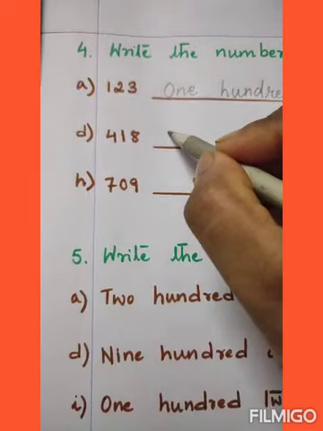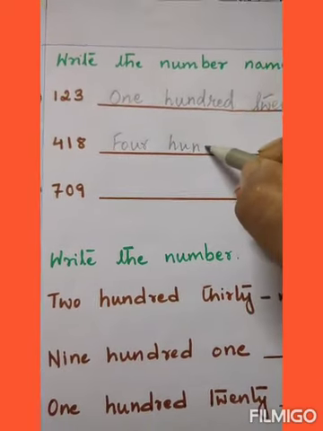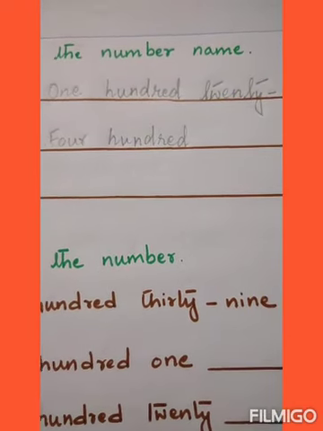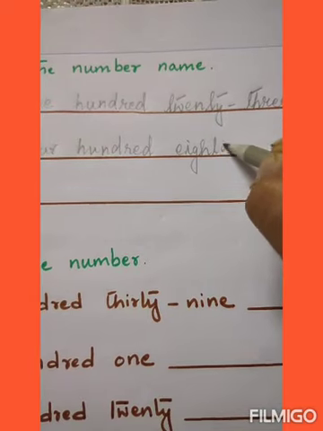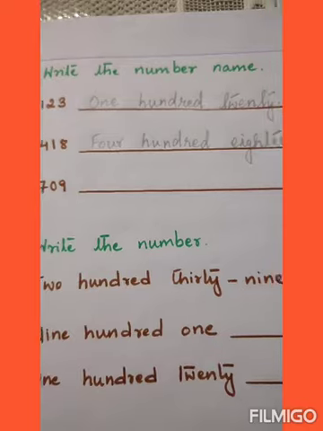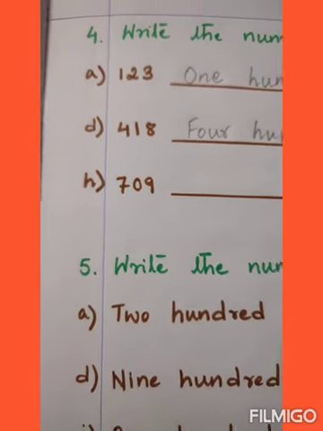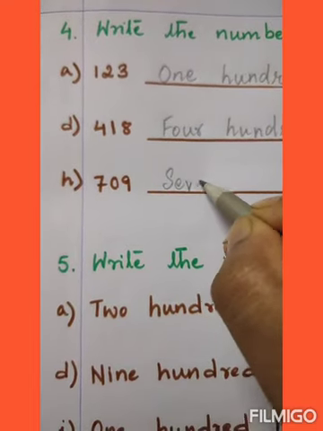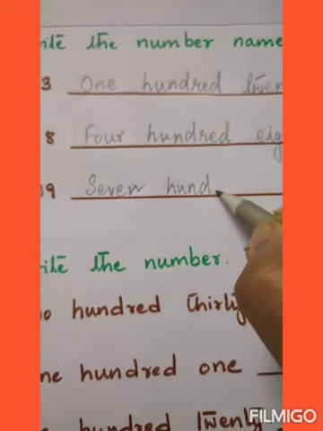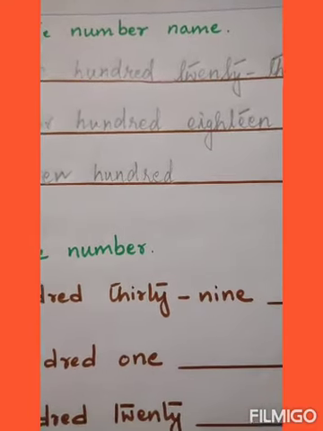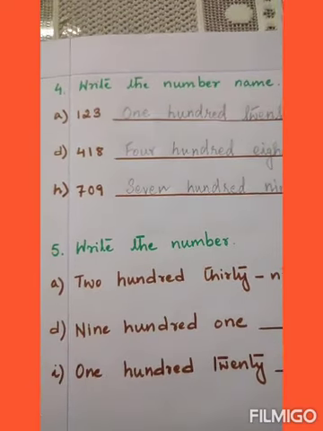Number B, 418. 4, F-O-U-R, 400, H-U-N-D-R-E-D, 418, E-I-G-H-T-E-E-N. Number H, 709: 7, S-E-V-E-N, 700, H-U-N-D-R-E-D, 109, N-I-N-E, 709.